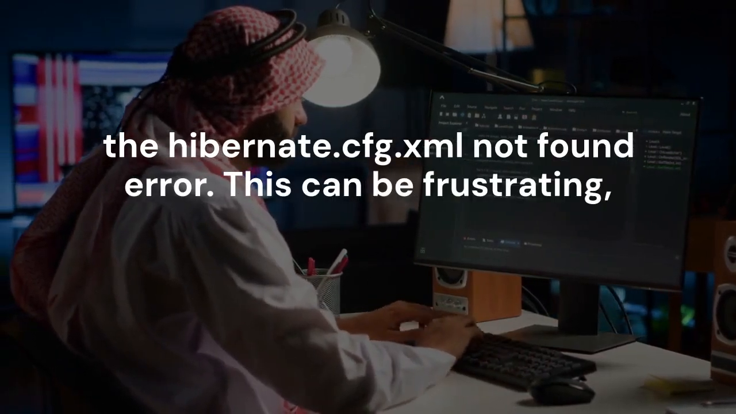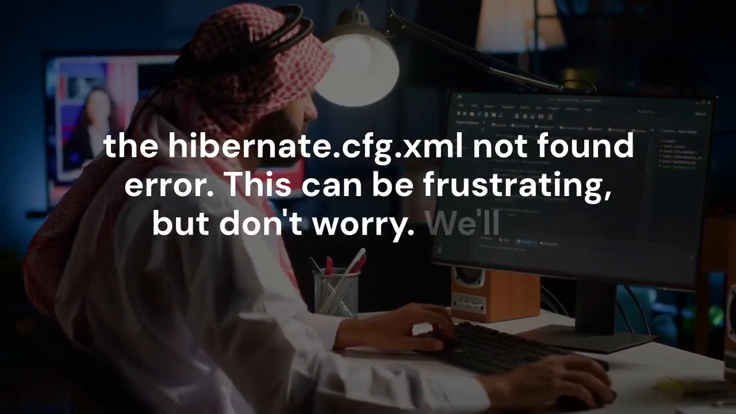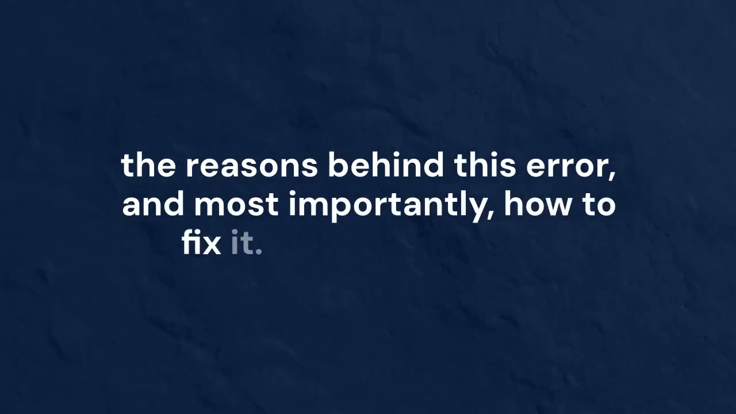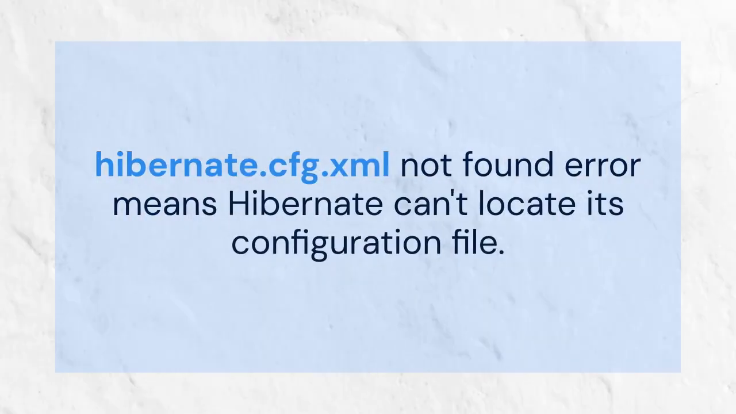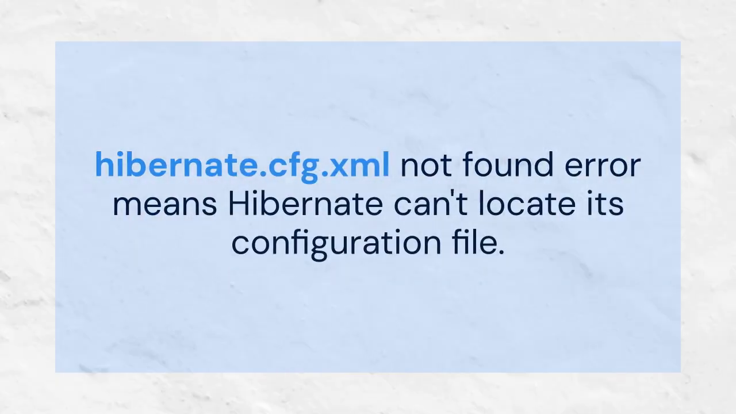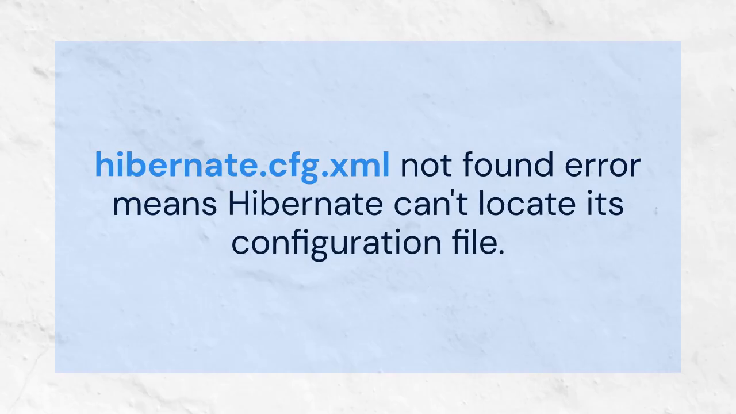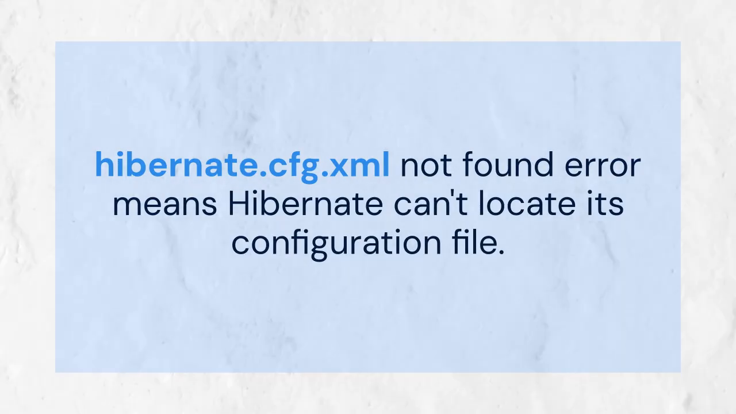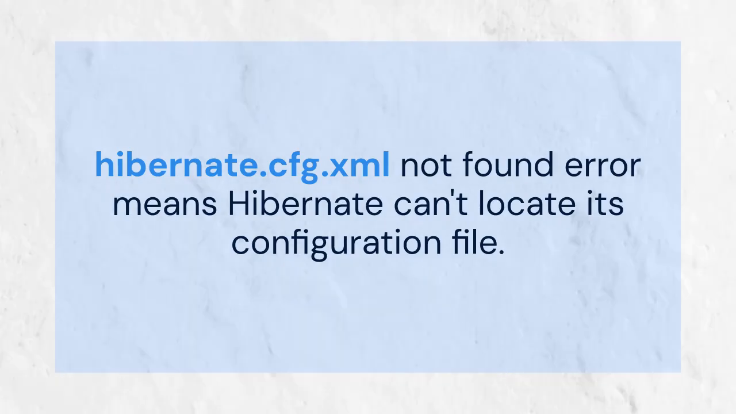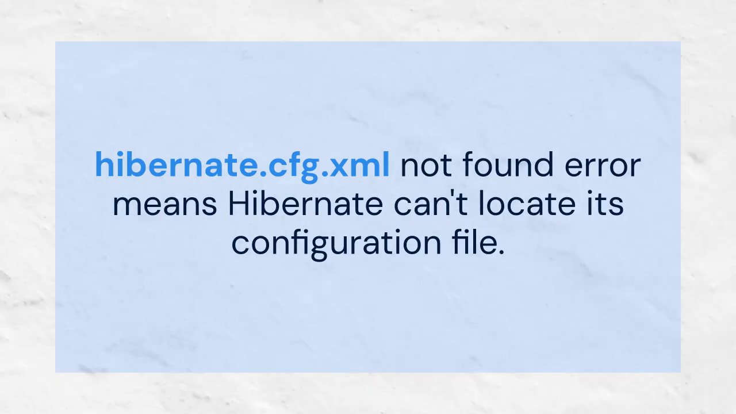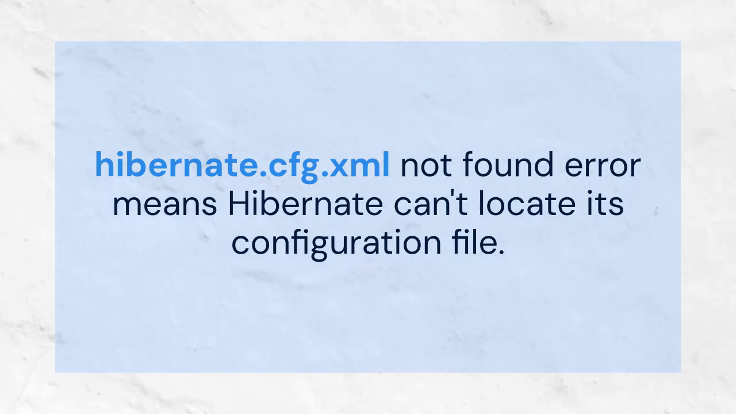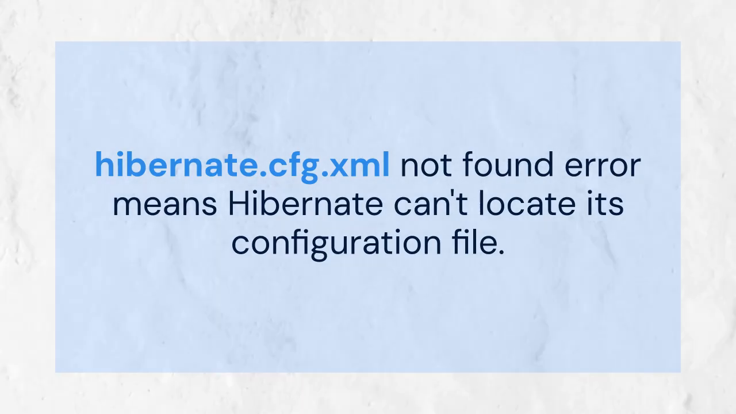This can be frustrating. But don't worry, we'll walk through the reasons behind this error and, most importantly, how to fix it. Let's get started. The hibernate.cfg.xml not found error means Hibernate can't locate its configuration file. This file tells Hibernate how to connect to your database. It also tells it how to map your Java objects to database tables. So, without it, Hibernate is lost.